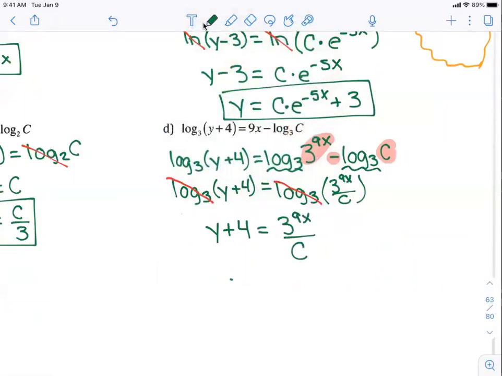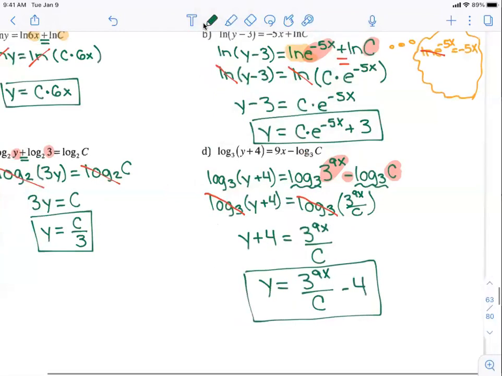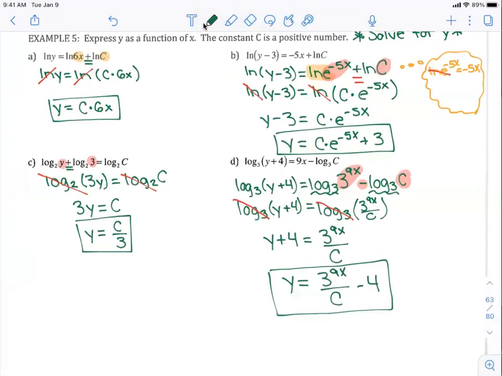Again, I want to get y alone, so my last step is to subtract 4 from each side. And now I have y all alone. Or you can sub the y, you can put f of x in if you'd like.